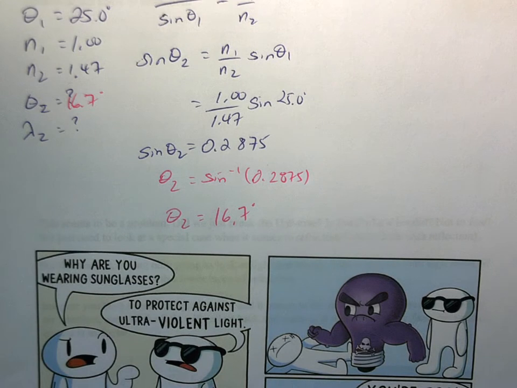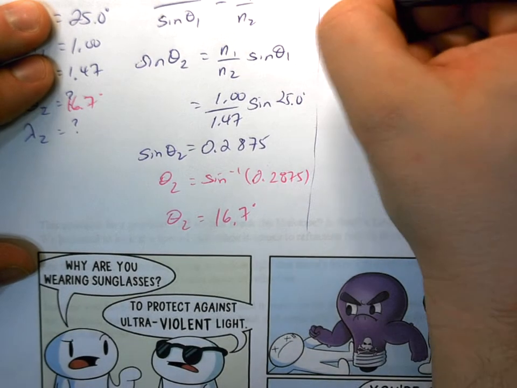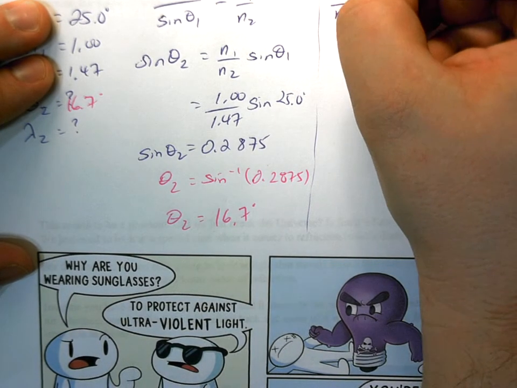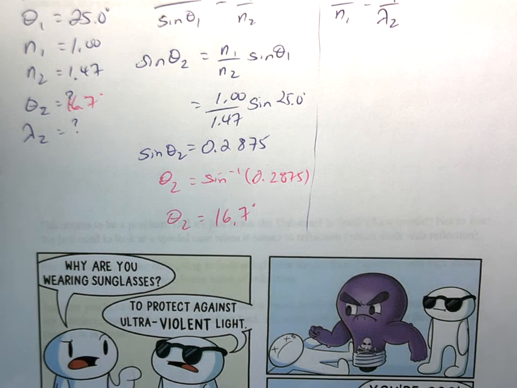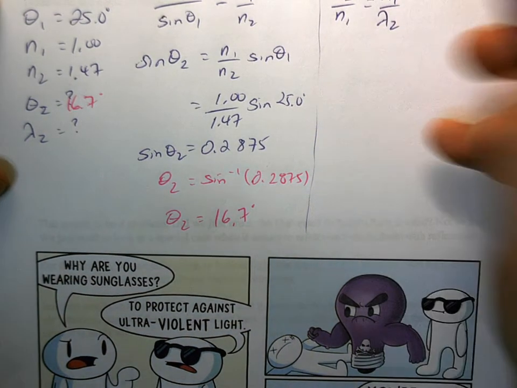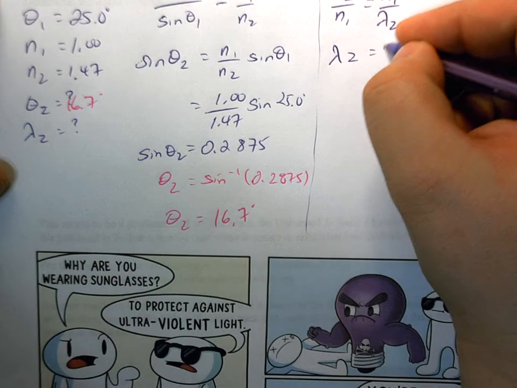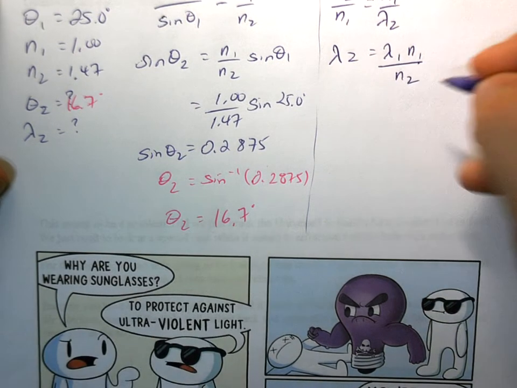So for that, I'm going to use this other form of Snell's law. N2 over N1 is equal to lambda 1 over lambda 2. Now my interest is to find lambda 2. So if I rearrange this, lambda 2 is going to be lambda 1 times N1 divided by N2.